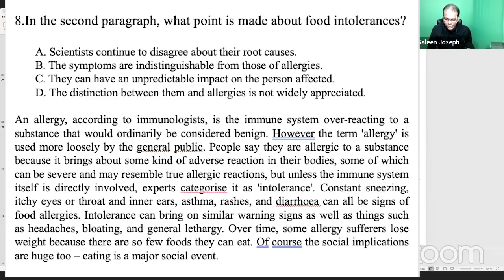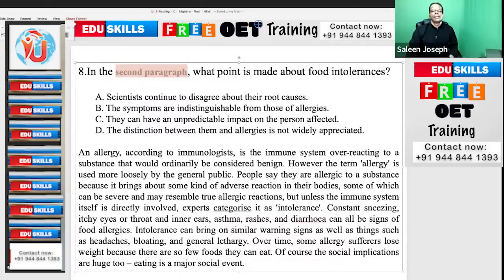Yes, Father. So in the question number 8, in the second paragraph, what point is made about food intolerances? What are the important things here? Second paragraph. Beginners, that says you should highlight the paragraphs. You have to number the paragraphs as soon as you get the material. Number the paragraphs 1, 2, 3, 4, 5, 6. Then what else? Point. Food intolerance. Question: point about food intolerance. We call them about questions, questions about food intolerances.